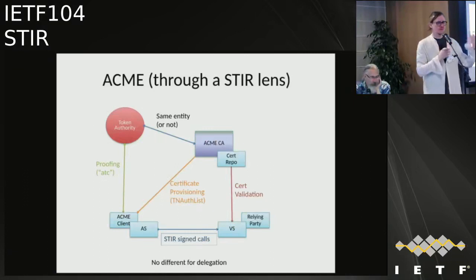This was just, I put this in just in case I wanted to refer to the ACME architecture. I don't think I need to. I think everybody here probably gets it and what we're doing with it. Next slide.